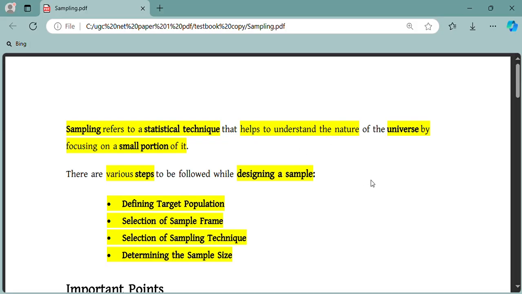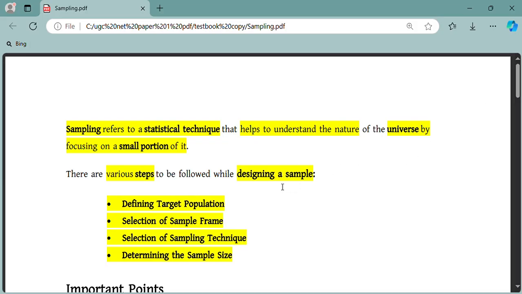Sampling refers to a statistical technique that helps to understand the nature of the universe by focusing on a small portion of it. ठीक है, there are various steps to follow while designing a sampling.